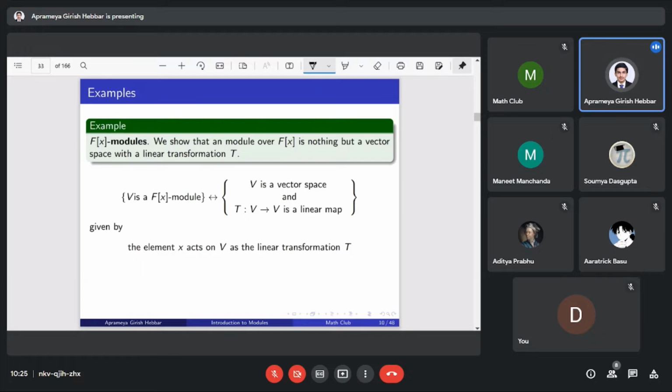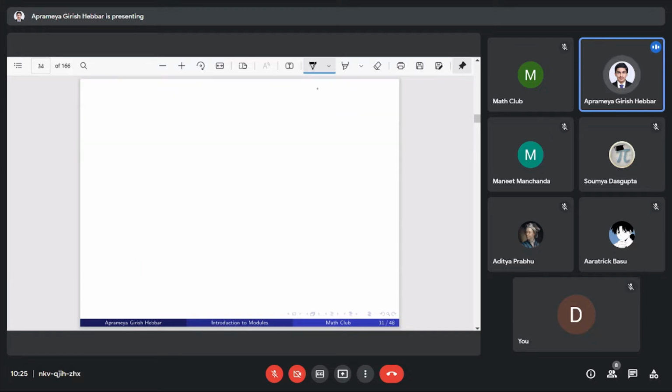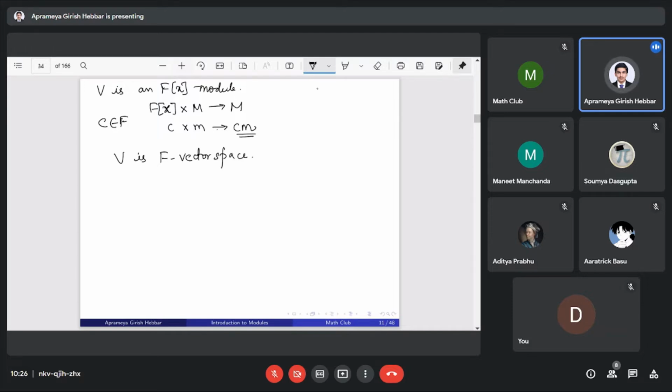So let's try to see how this works out. Let's suppose in the beginning that V is an F[x] module. In this case, first you have this multiplication F[x] cross M to M. In particular, for any c in F, you can make sense of c times m, which goes to cm. So for any c in F, you can make sense of cm. That means V is an F vector space, that is, a vector space with underlying field F.